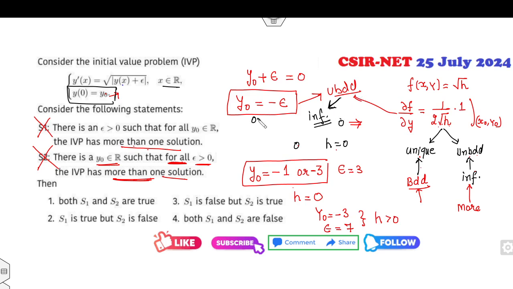So that is the only one case. But is it true for all epsilon? No, because if you choose y naught as, say, 7 minus 7, epsilon as minus 7 plus 7, that's satisfied. But if you choose epsilon as minus 71, then it is not a unique solution. So both the options are wrong. The fourth is the correct answer of this problem.